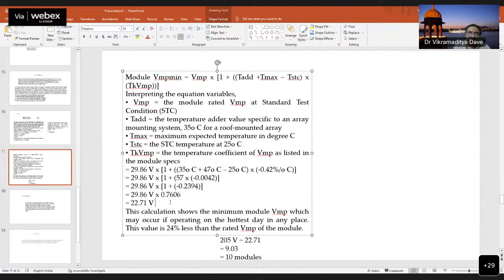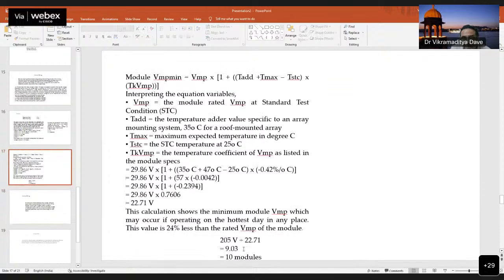Okay, so again I will divide by the inverter minimum voltage. So I will get that the maximum I can connect is 10 modules with this. So on one side I got 11 modules, on the other side I get 10 modules. So a compromise has to be made on how many modules I can choose.